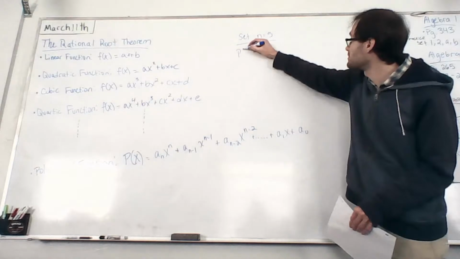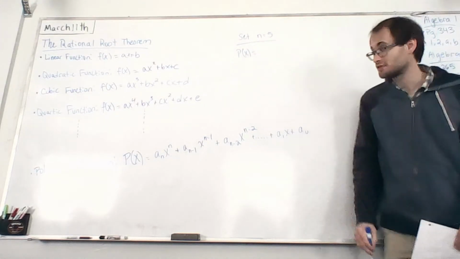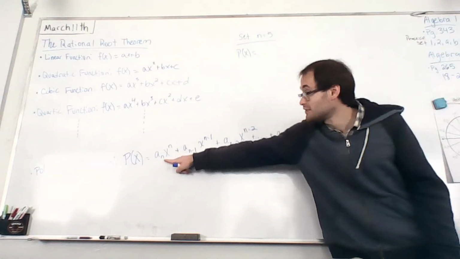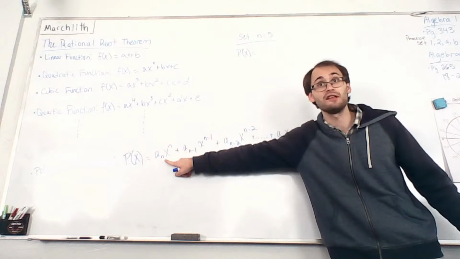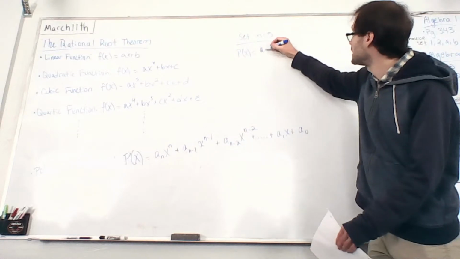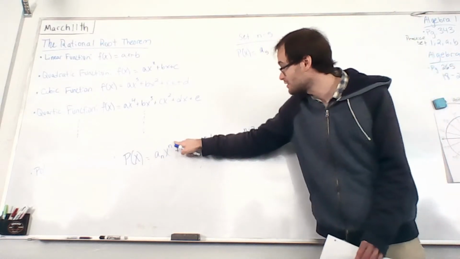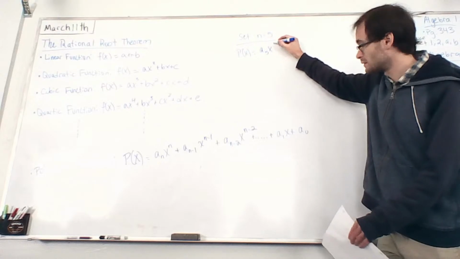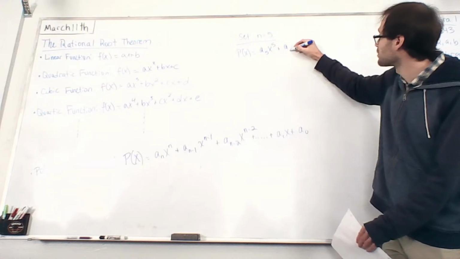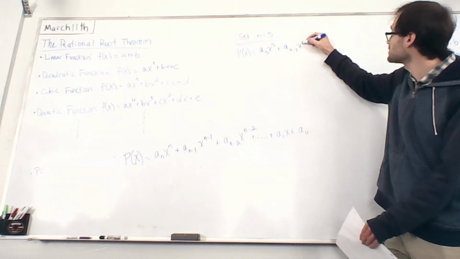Okay, so if I'm setting n equal to 5, then p of x is gonna be a sub 5. I'm just replacing all the n's with 5. A sub 5, x to the 5th, plus a sub 4, minus 1 times x to the 4 minus 1.